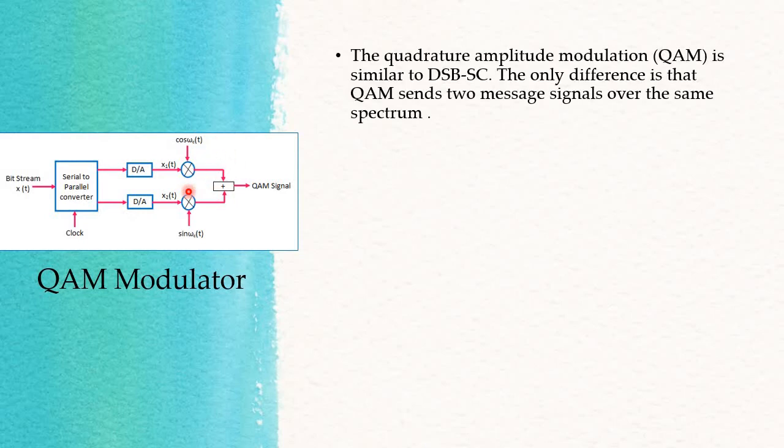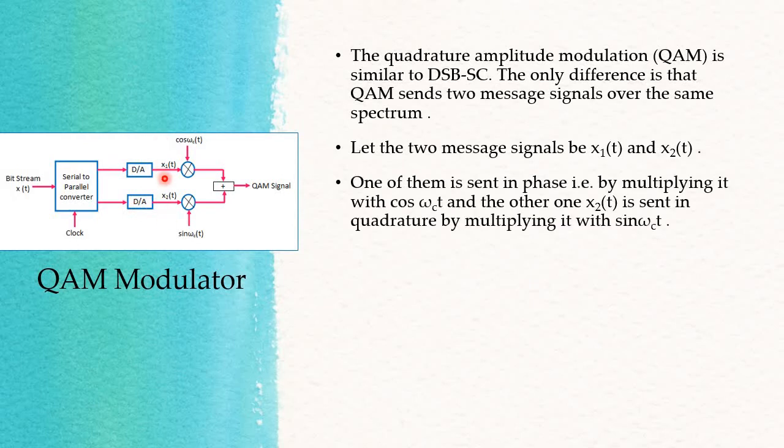Now the quadrature amplitude modulation, QAM, is similar to the DSB SC modulation. The only difference is that the QAM sends two message signals over the same spectrum. So here we are sending two message signals, the first from the upper channel and the second from the lower. Let the two message signals be X1 and X2.